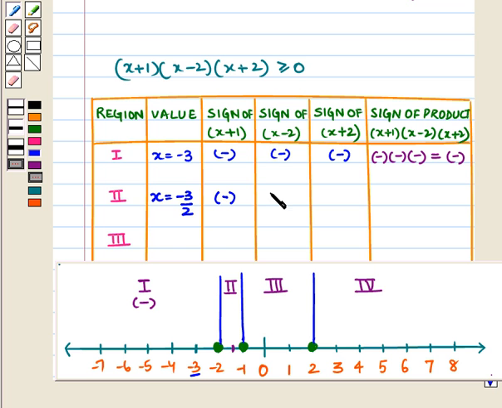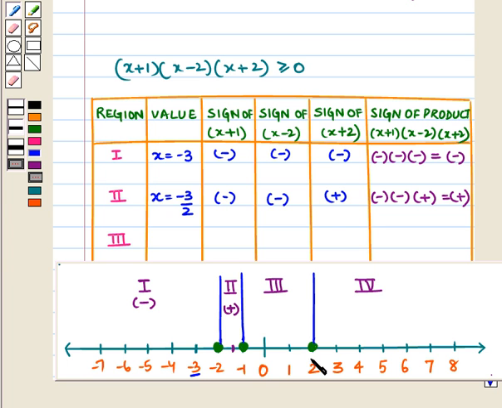Sign of x minus 2 is negative when we put x equal to -3 by 2 in the factor x minus 2. And the sign of x plus 2 is positive when we put x equal to -3 by 2 in the factor x plus 2. So the sign of the product x plus 1 into x minus 2 into x plus 2 is equal to minus into minus into plus, which is equal to plus. So we write a positive sign on the number line in this region.